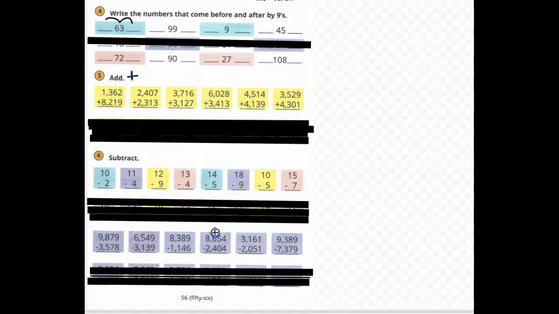So go ahead and do this page. Yes, I know there's a lot of problems on this page. I also know that I just made your work half as long because we covered up half, which means you can do this. Okay? So get this page done, minus what I crossed off for you. All right? Okay, I'll see you next time.